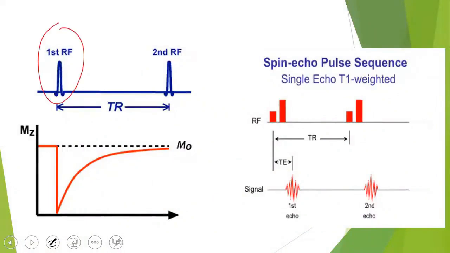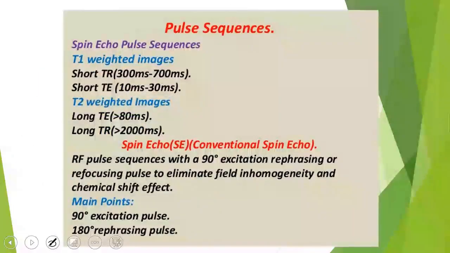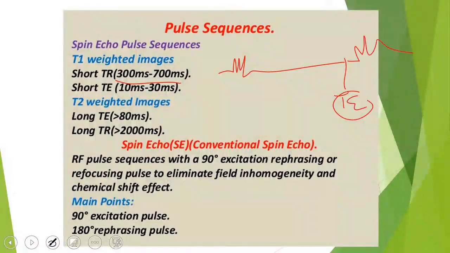Here is the first RF pulse, and here is the second RF pulse, and this is your TR. Now, is the TR for the T1 weighted image short or long? We agreed that its range is from 300 to 700 milliseconds. Therefore, the echo time, which is the recording time, will also be relatively short because you give the RF pulse and start receiving the signal. So the echo time will be relatively short as well, ranging from 10 to 30 milliseconds.